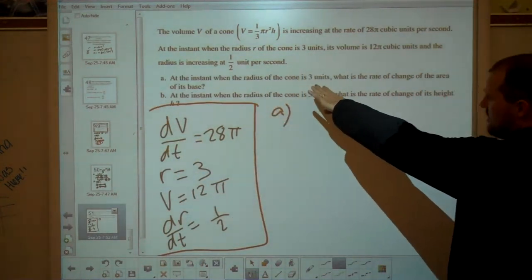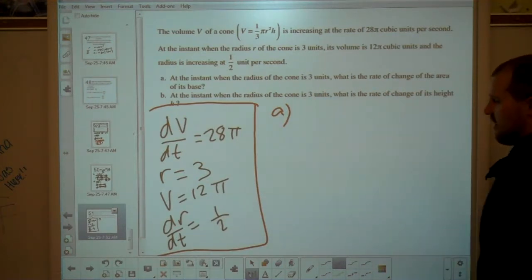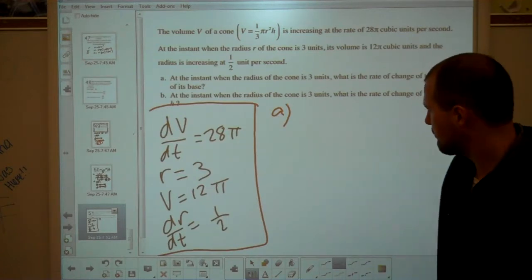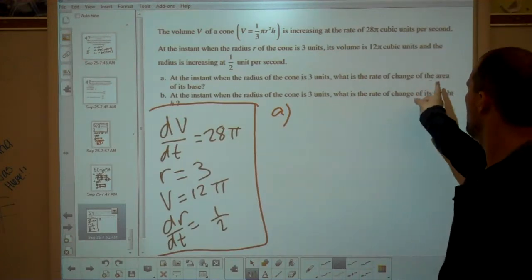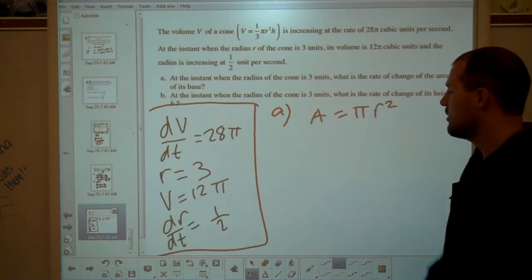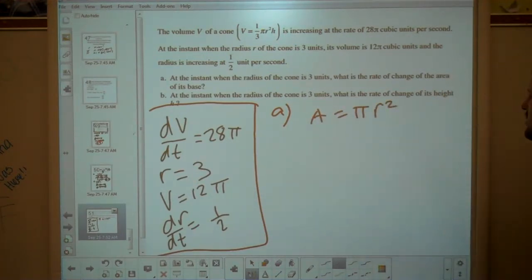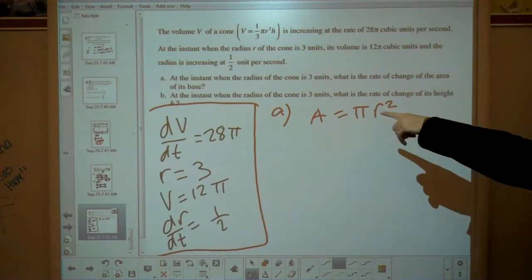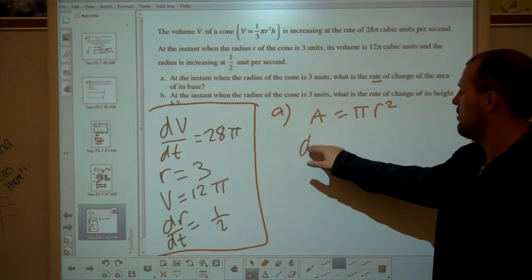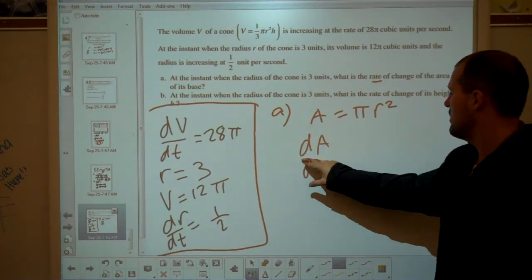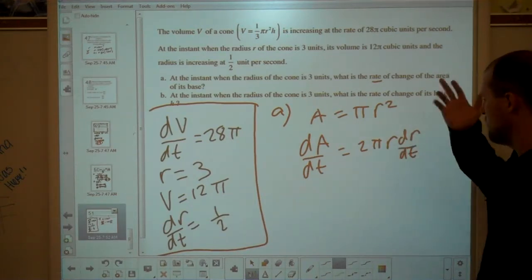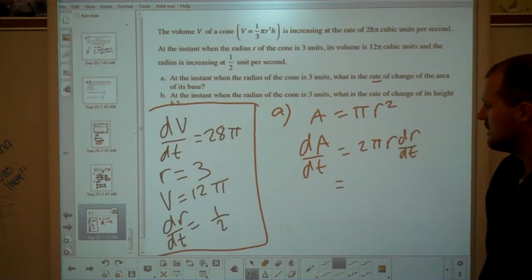Here's what we got. At the instant when the radius is 3, what's the rate of change of the area of the base? So on a cone, the base is a circle. And what I know about circles is that area equals pi r squared. I'm just taking the information they gave me. They said rate of change of area of the base. That's the area of the base. They asked for a rate of change, which means it's derivative time, so that would be dA/dt equals 2 pi r dr/dt.